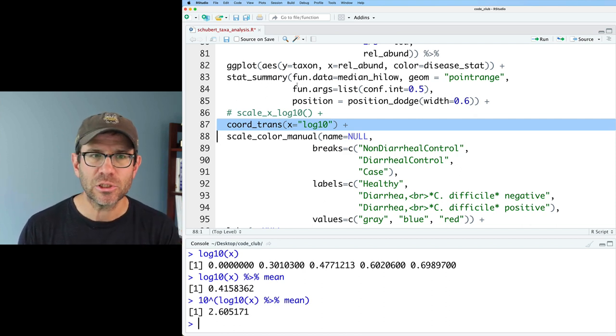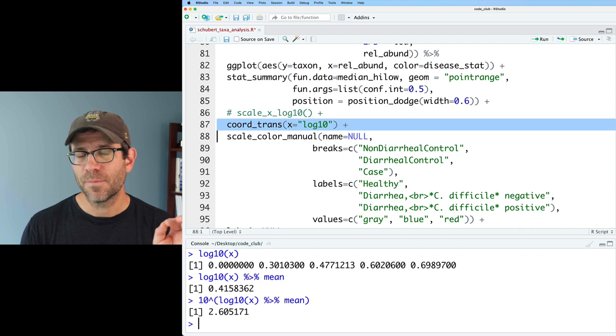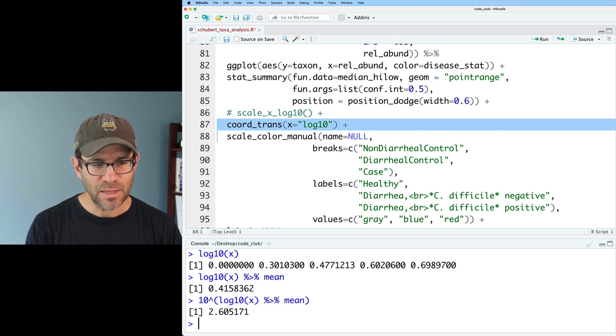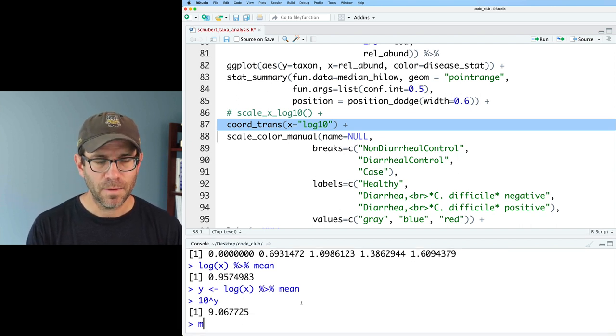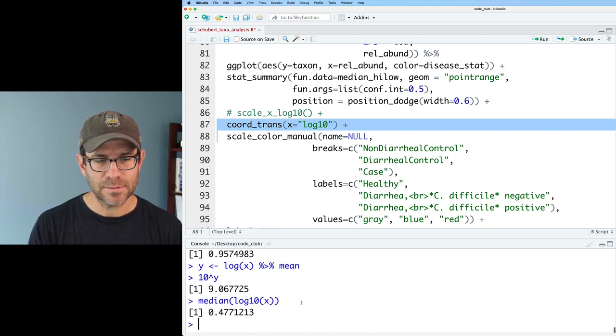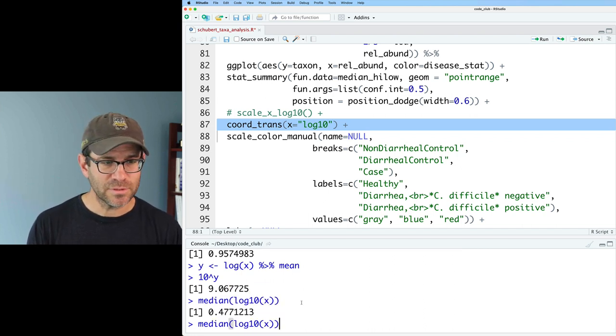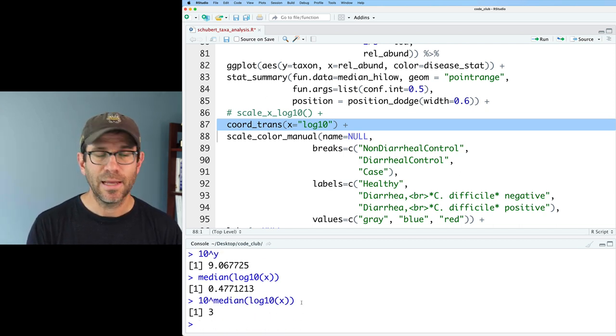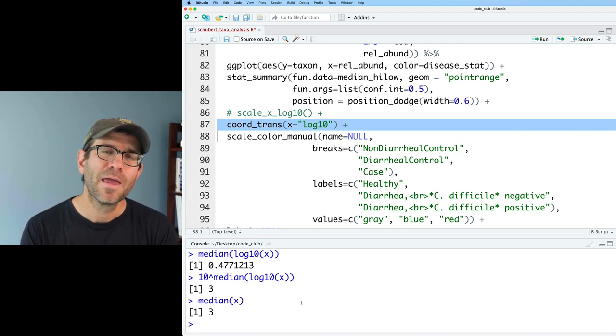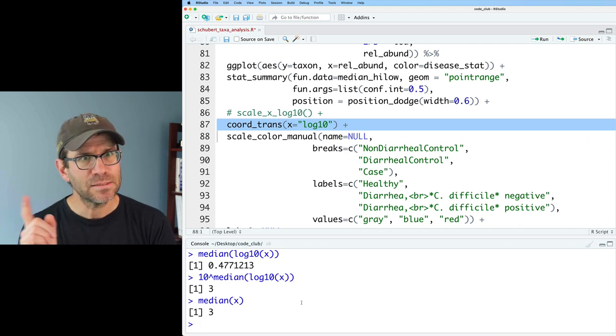It's an important distinction. It doesn't really matter for median, high, low, because if I do, again, median on log 10 of x, I get 0.477, and I can then raise 10 to that and I get 3, or if I do median of x, I get 3, right? And so log scaling doesn't affect the median, but it does affect the mean.